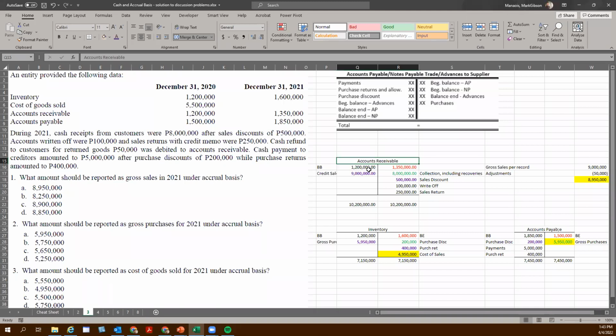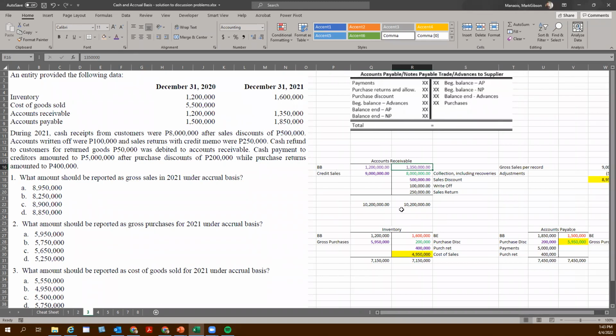So beginning balance, we have 1.2 million. That's given. Ending balance of 1,350,000. Okay. So next we have the credit sales. Our credit sales is 9 million. That's gross, ha? Gross credit sales of 9 million.